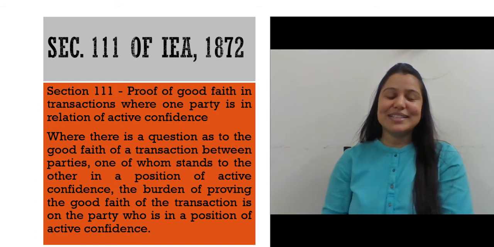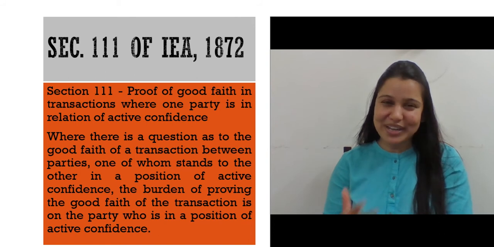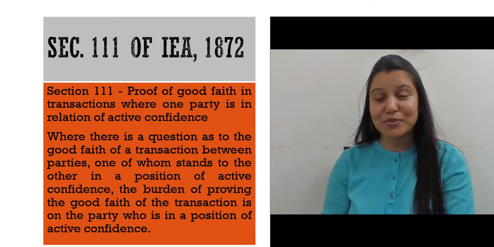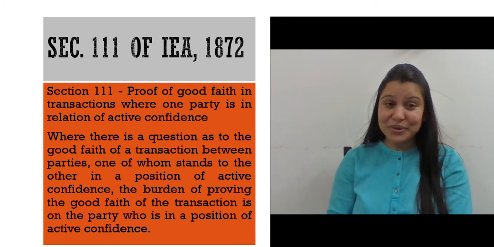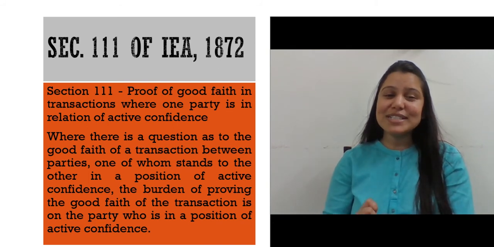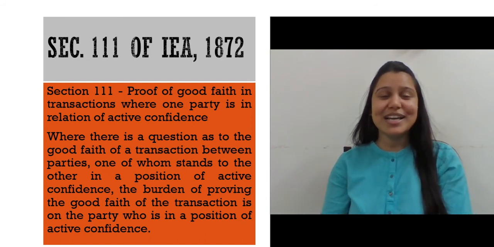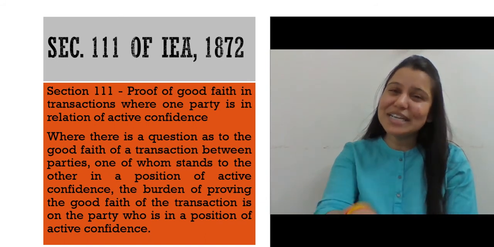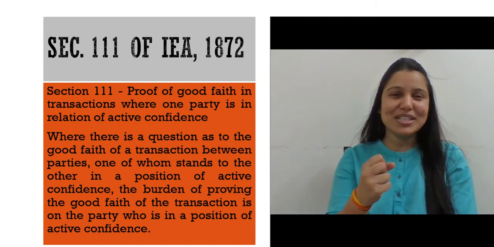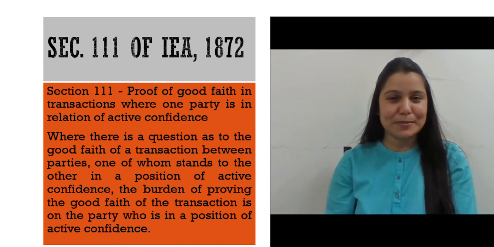Now here is section 111, which is proof of good faith in transactions where one party is in a relationship of active confidence. If there is a transaction between two parties and one party is in a position of active confidence, then the burden of proving that the transaction was made in good faith is on the party who is in the upper level, who is in the dominating position, who is in the position of active confidence, right?